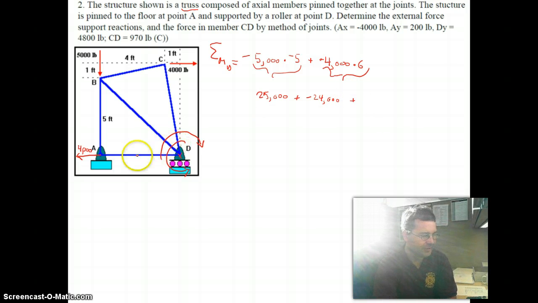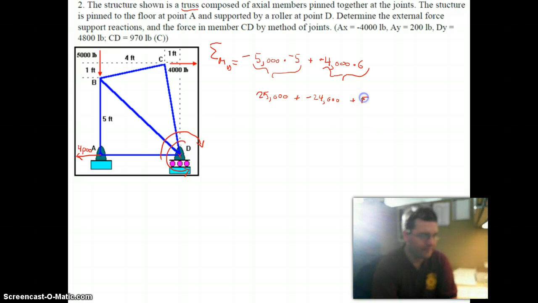There must be something else creating a moment here, and the thing that is creating the moment is this point A. And so when I think about point A, it's going to be the force in the y direction at A times the length of this lever arm from D to A, which is 4 plus 1, which is 5 feet.